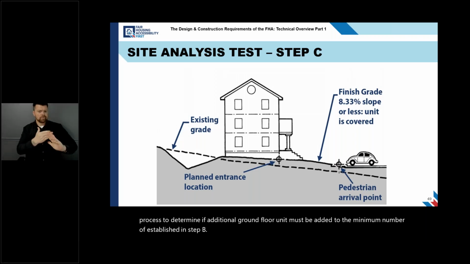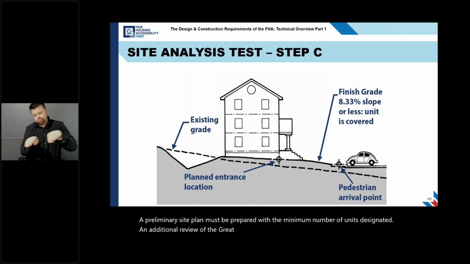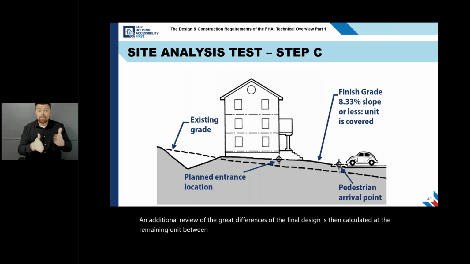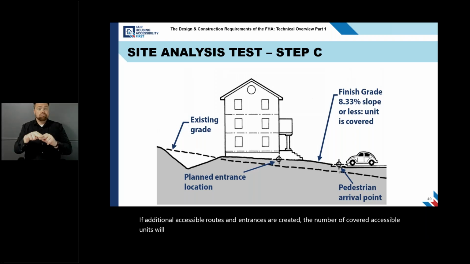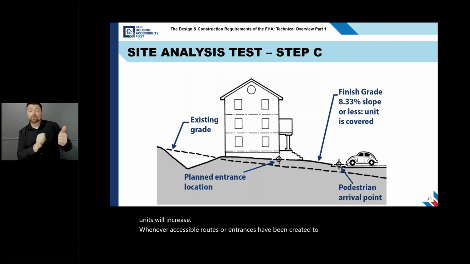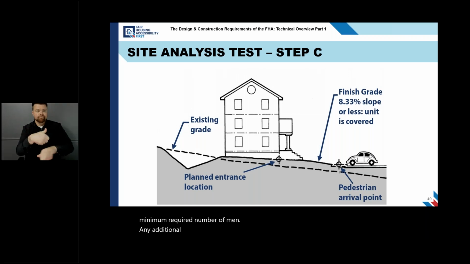A preliminary site plan must be prepared with the minimum number of units designated. An additional review of the grade differences of the final design is then calculated at the remaining units between the planned entrance and the pedestrian arrival point. If additional accessible routes and entrances are created, the number of covered accessible units will increase. Whenever accessible routes or entrances have been created to provide access to the minimum required number of units, any additional units that those entrances may serve must also meet the guidelines requirements.